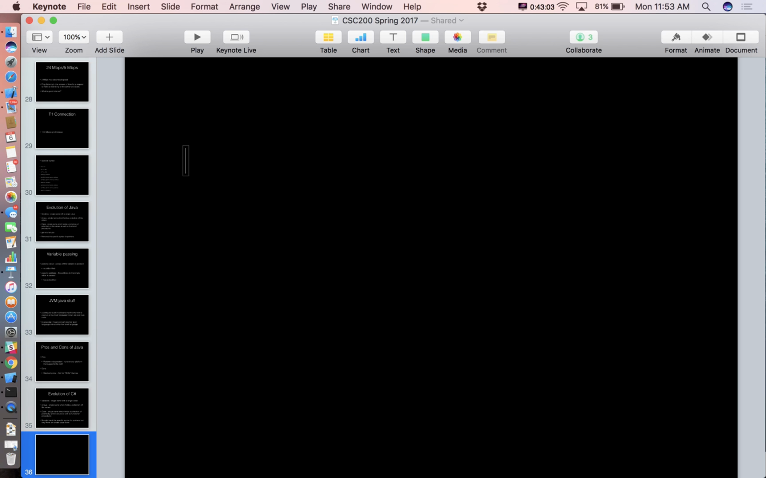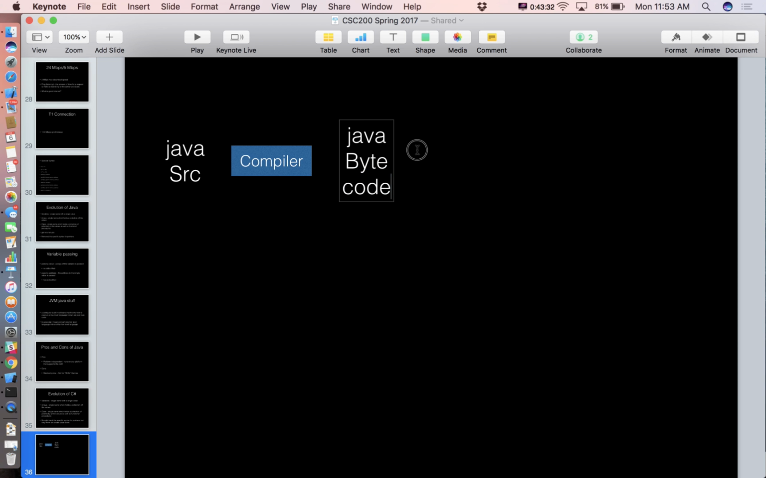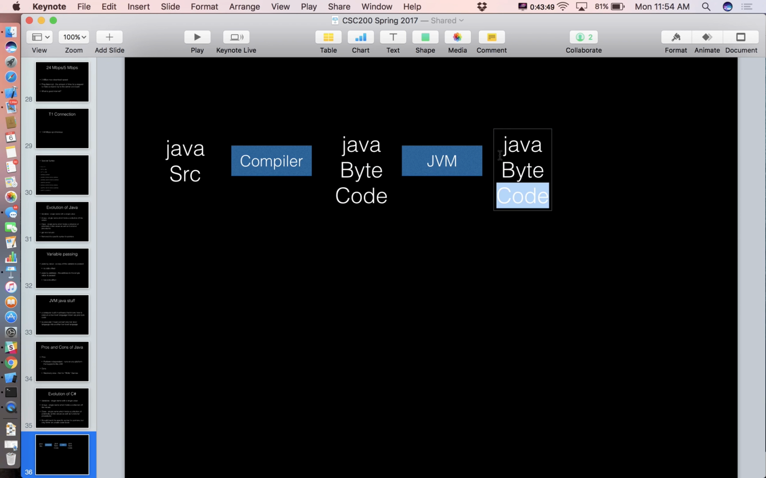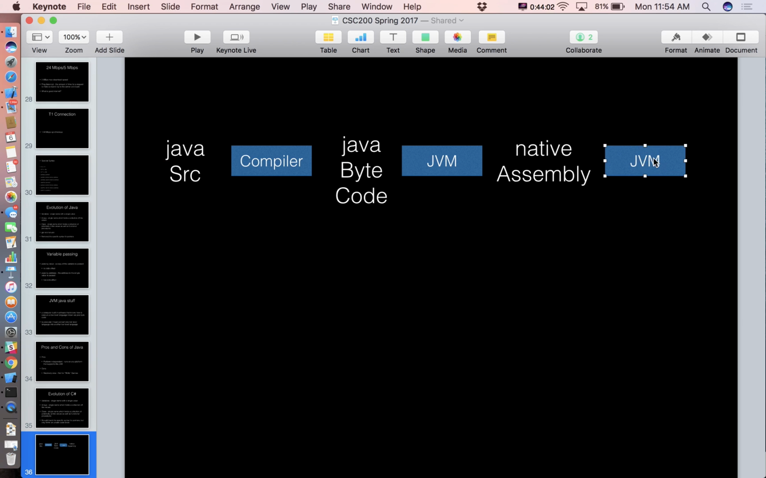For Java, we take Java source, which then goes through a compiler, the Java compiler, which turns into Java bytecode, which then runs through the JVM, which then turns into native assembly for that platform, which then runs on the CPU.